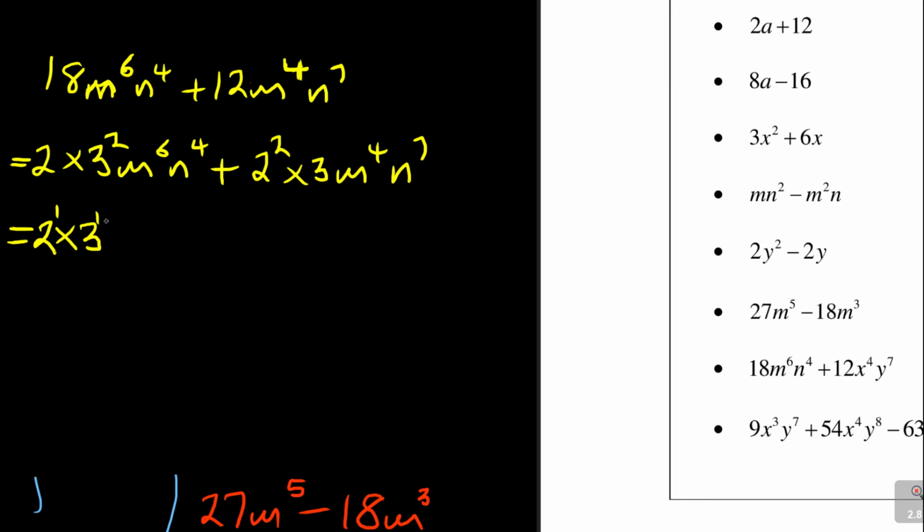You can put the ones if you want, and then after that look at the letters m and m. Which one are you going to take? Power 4, of course. It's smaller power. I just want to maintain my marker. And then what about n? 4 and 7, it's n to the power of 4.